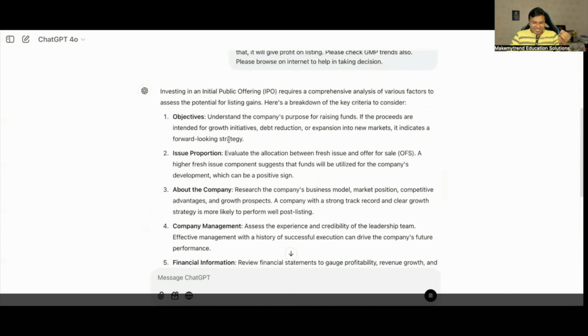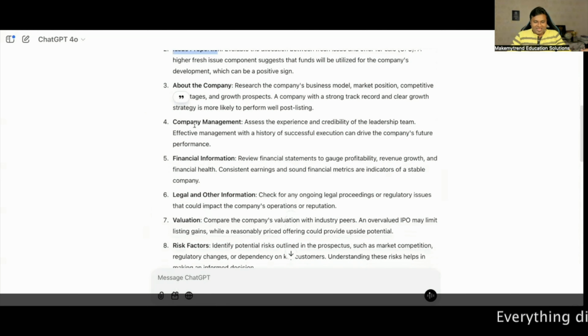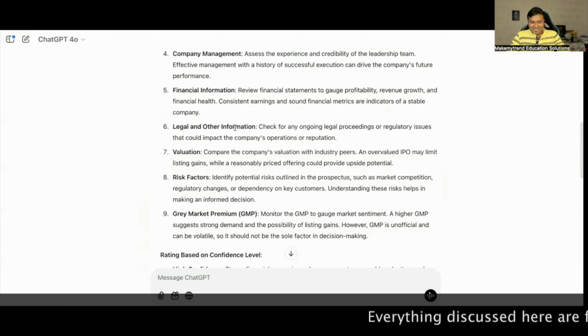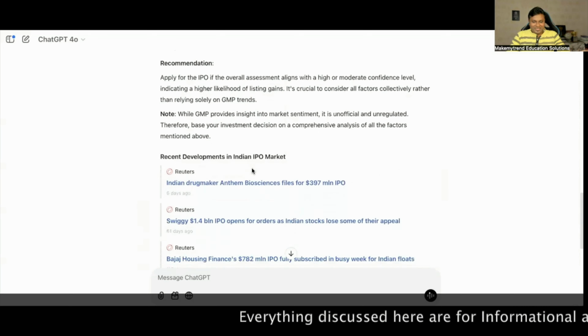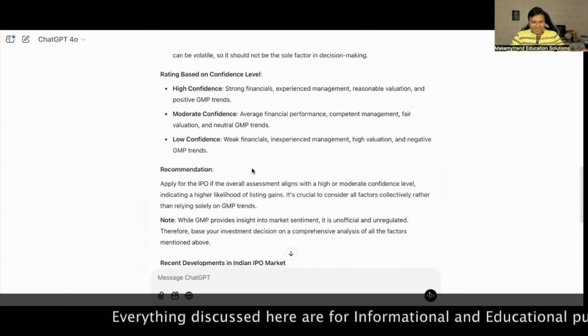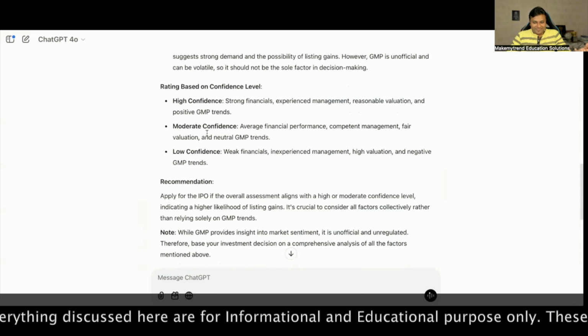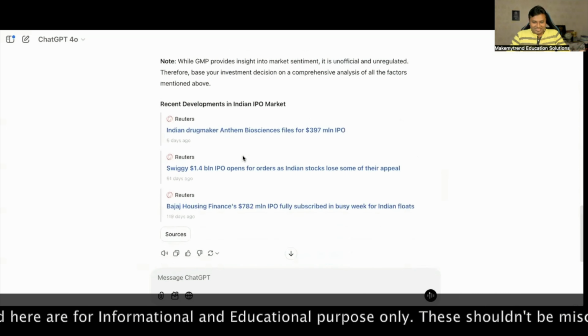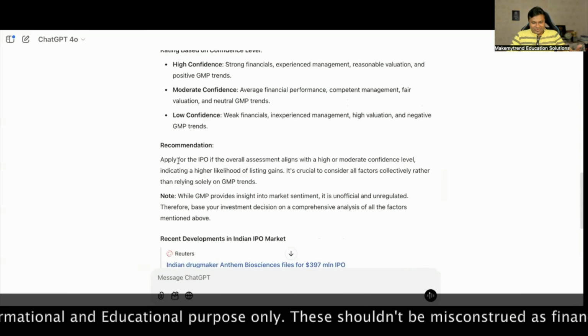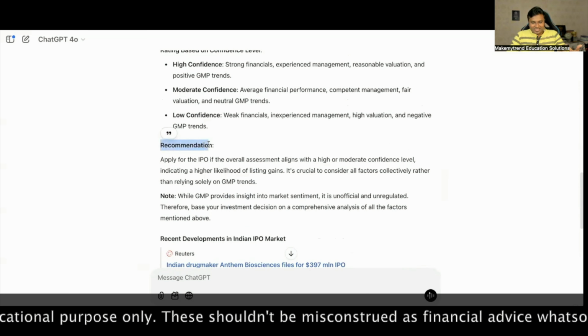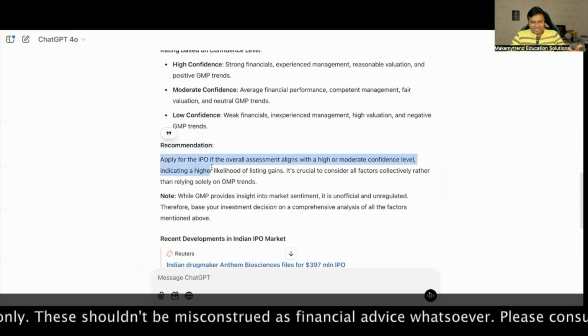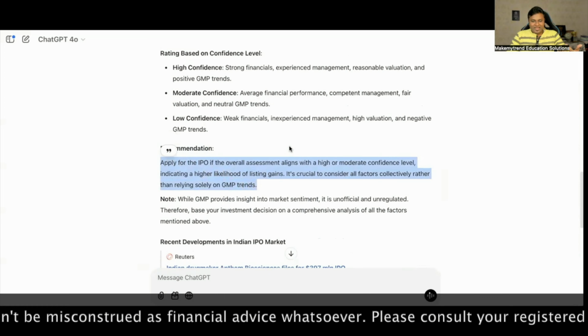Okay, so if you see here, it talked about the objectives, the issue proportion, the company management, financial information, legal and other information, valuation, and at the end it has also given the recommendation of what our strategy should be. Basically, if you see here, it is giving us a recommendation, and it is also giving us the indicators which we must follow before applying for this IPO.